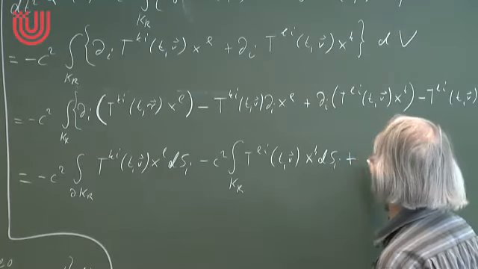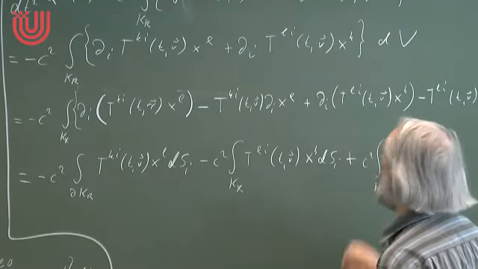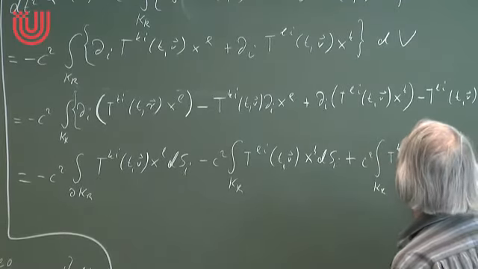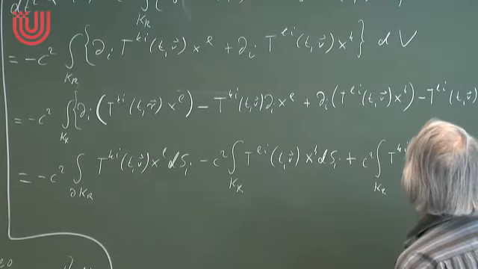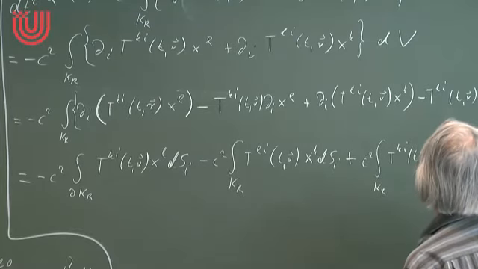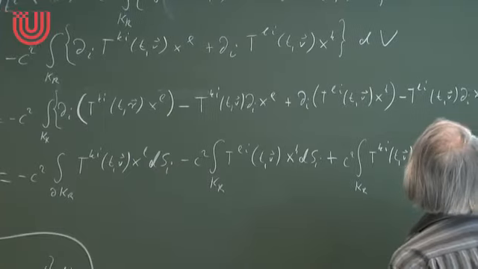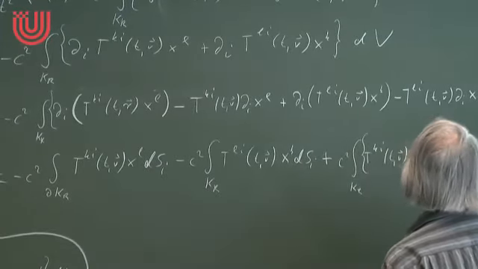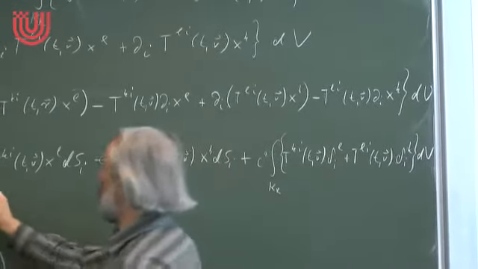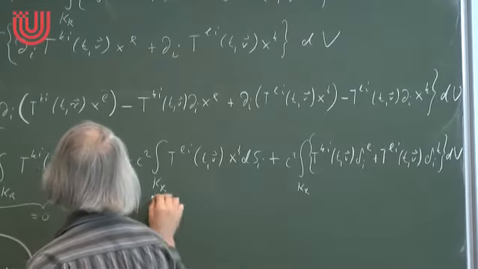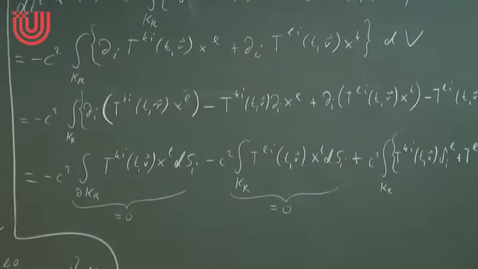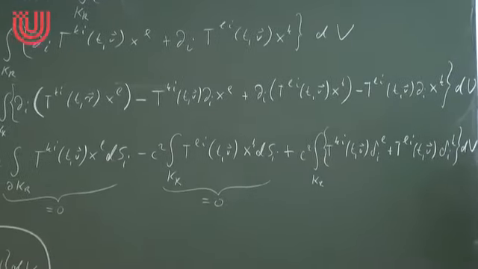So you come with plus c squared integral k r t_ki t of r delta_il plus t_li t of r delta_ik dV, volume element. Okay, and the first two integrals are again 0 by the same argument as before, right? Because t is different from 0 only inside the volume. And that's our final result.